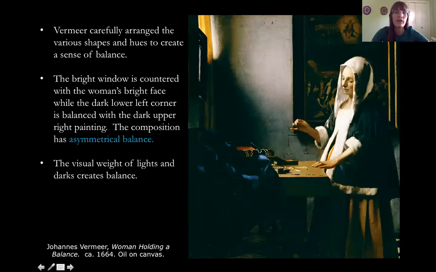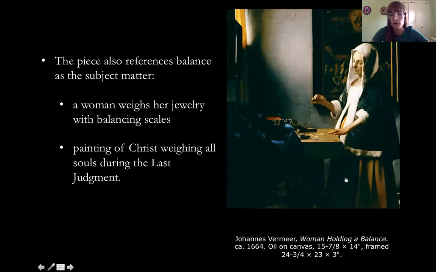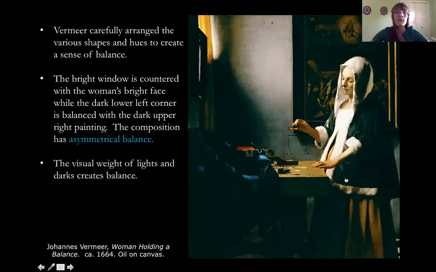This is different from the one that is shown in the other PowerPoint, but I want to show a variety of examples. So here you see Vermeer, the artist, carefully arranging various shapes and hues to create a sense of balance. So how does this artist do this? Well, just as the graph that we just looked at says, half is really dark and half isn't, right? There's this huge dark corner down here with this dark blue drapery. But then in the opposite corner, you have a very dark painting, right? And so those are balanced out.